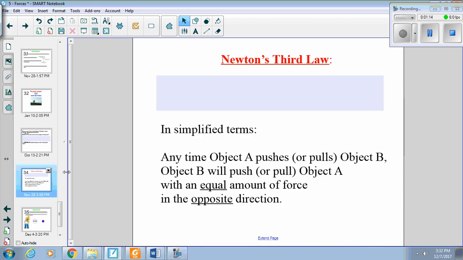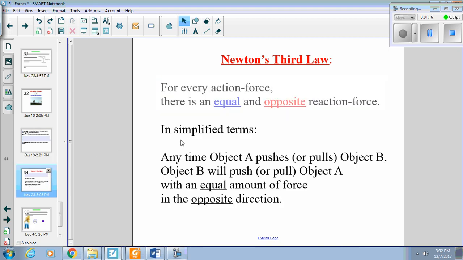So, Newton had a third law. Newton's third law goes something like this. For every action, there's an equal but opposite reaction. And essentially how that boils down is you cannot touch something without having that something touch you back. I know, weird, right? So if object A pushes another object, let's say object B, then object B will push object A with that same force, just in an opposite direction.